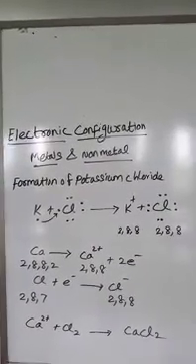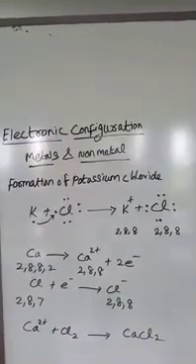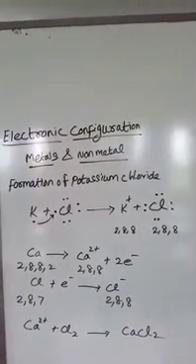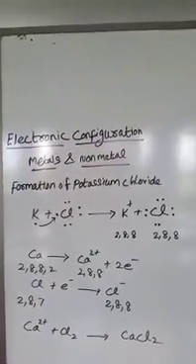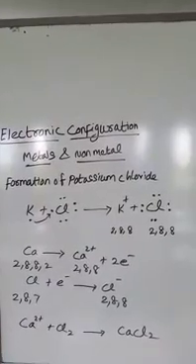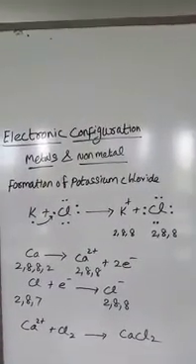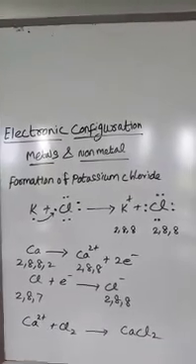Okay, next see the calcium. Calcium, what is the calcium atomic number? Okay, right, 20. Then write the electronic configuration of calcium: 2, 8, 8, 2. It gives calcium 2 plus to form a cation. Then 2 electrons are emitted.